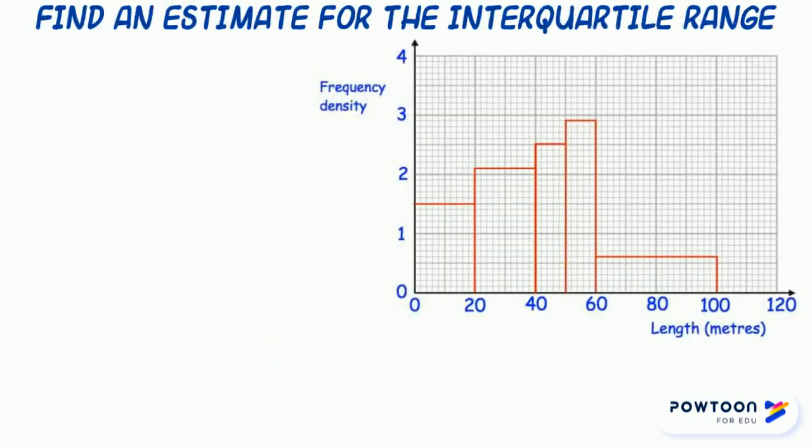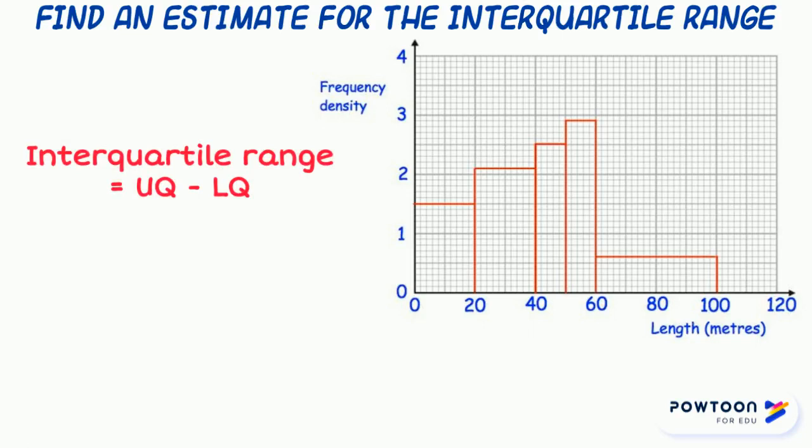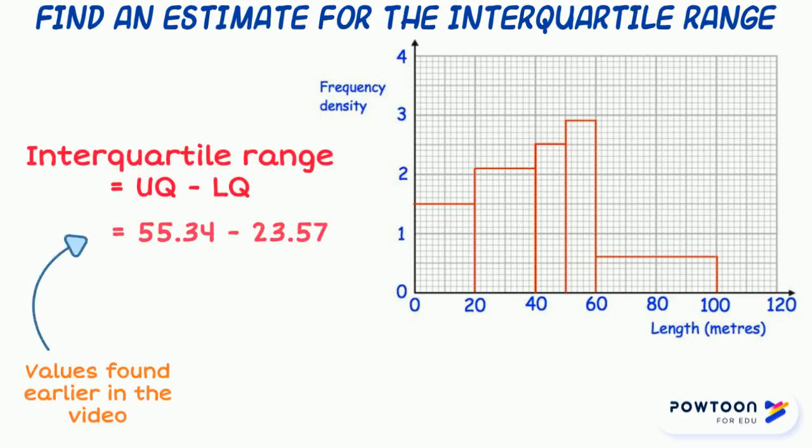Another thing that you can be asked from a histogram is to find an estimate for the interquartile range. With this, you find the upper quartile and the lower quartile, and then just find the difference. But we've already done that, so we just have to find the difference of them, and we find our answer is 31.77.